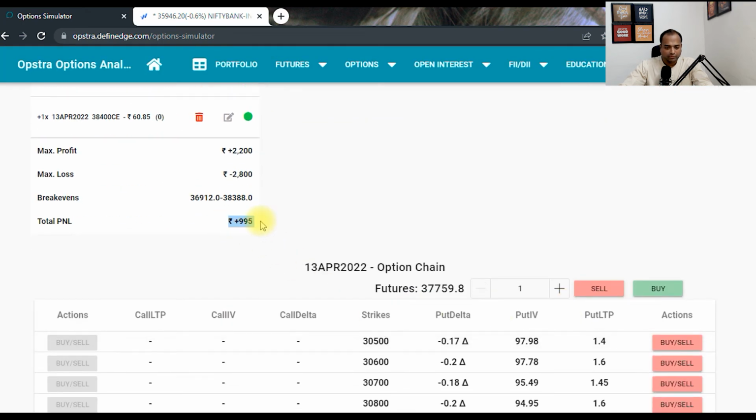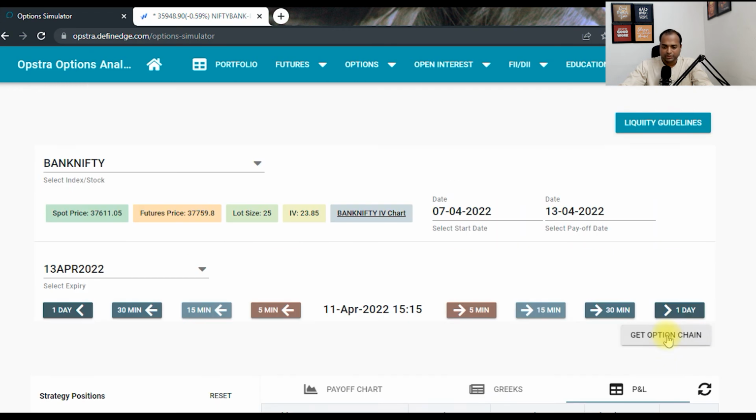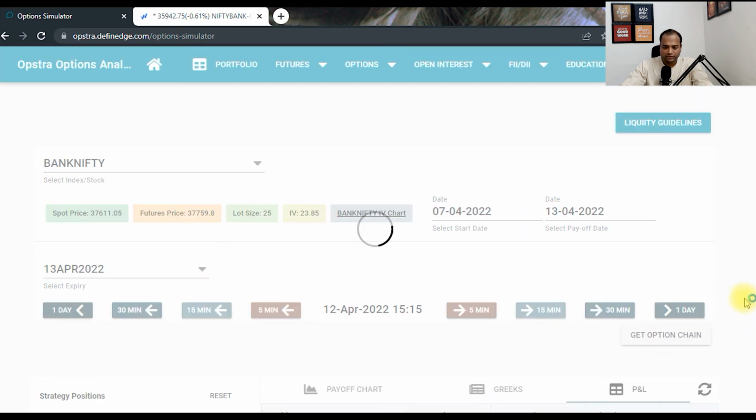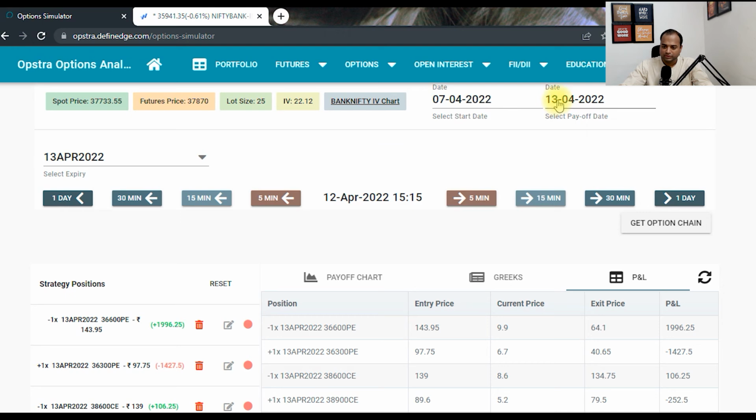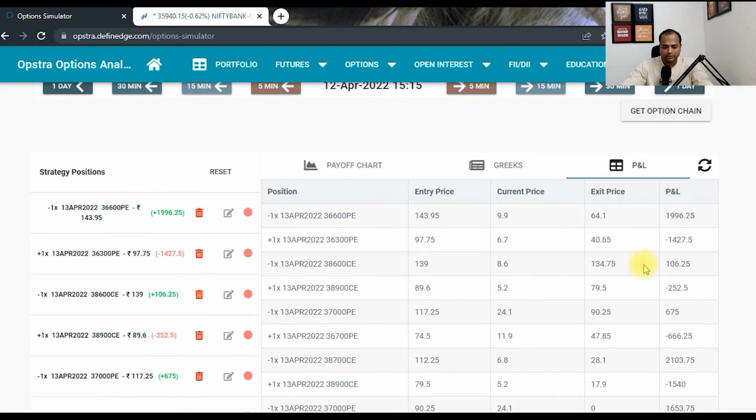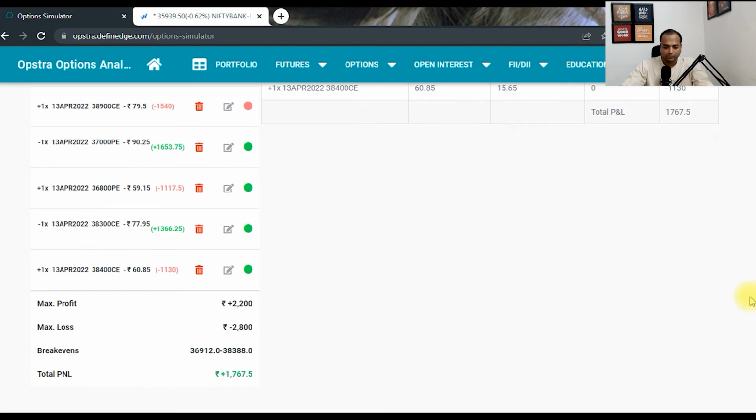Right now we have a running profit of 995. We have done the adjustments. Let's go forward one day and see what happens. This is one day before the expiry. Expiry is on 13th, and this is 12th April at 3:15. Let's see what happened. Wow, we have a profit of 1767.5, almost our target. So you can close it at this point because it is hardly 30 rupees less than our target.